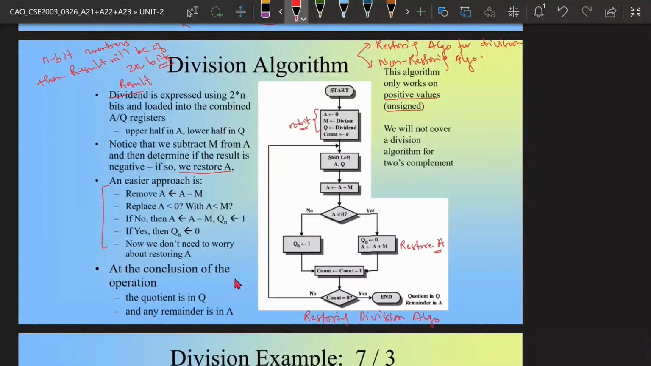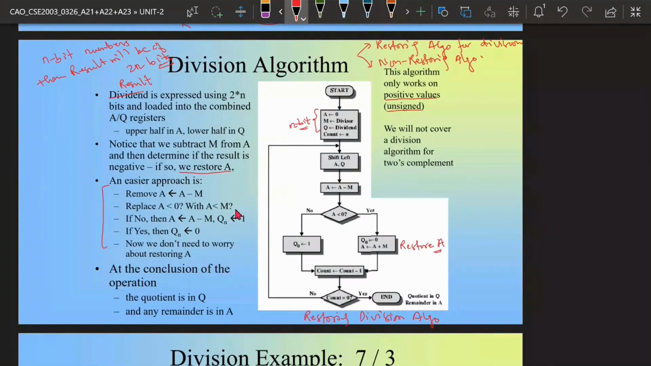But in the case of non-restoring, we will be removing the step A minus M, where after performing A minus M we store the result into A. So we are removing this part, and also replacing the check of the sign of the accumulator content. We will directly check whether A is less than M or not.